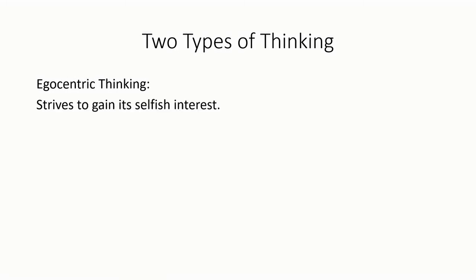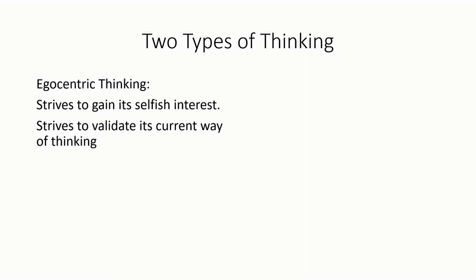Finally, we will discuss two types of thinking. The first type is what we call egocentric thinking. This is our own selfish outlook on what we think. It strives to gain its selfish interests. It strives to validate its current way of thinking.